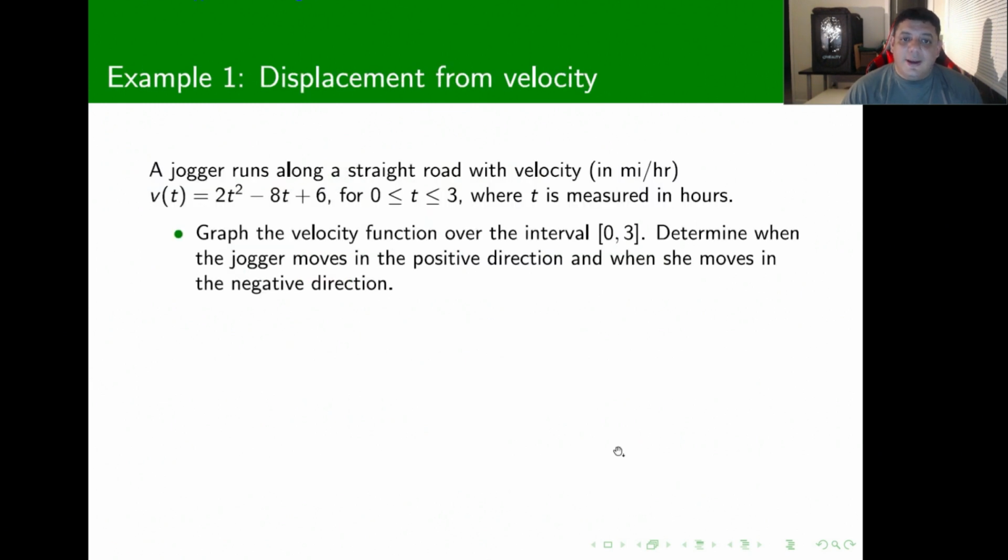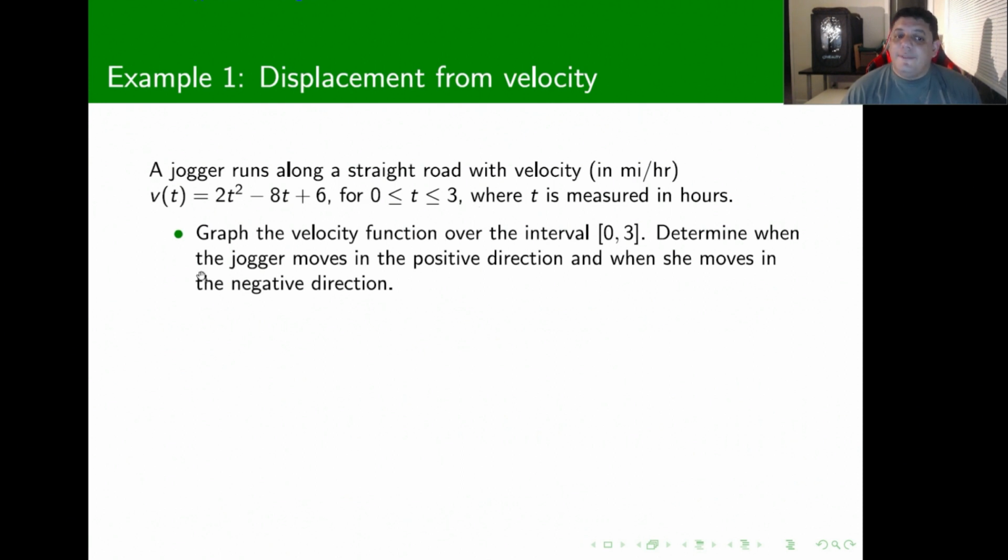Now let's see an example of this in play. We have a jogger who runs along a straight road with velocity in miles per hour, and the velocity is given by the function 2t squared minus 8t plus 6. And we're moving between the first 3 hours, so t is moving between 0 and 3.